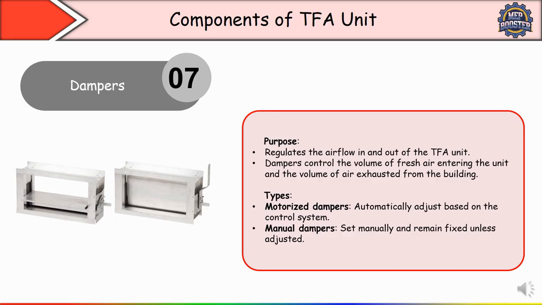In an office building with variable occupancy, a motorized damper adjusts based on the number of people in the space to ensure the right amount of fresh air is supplied.